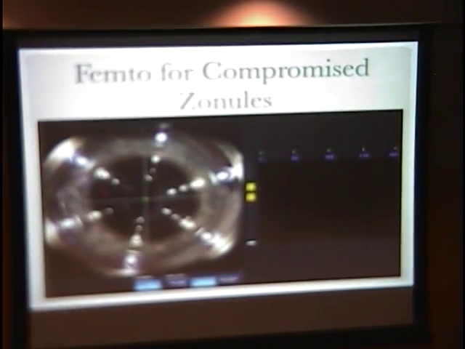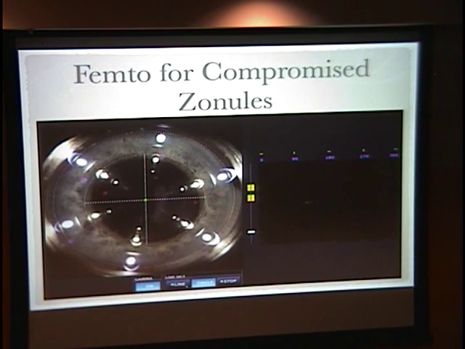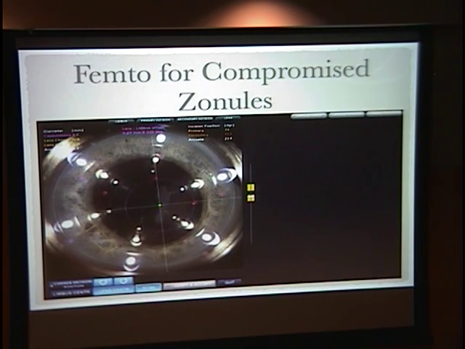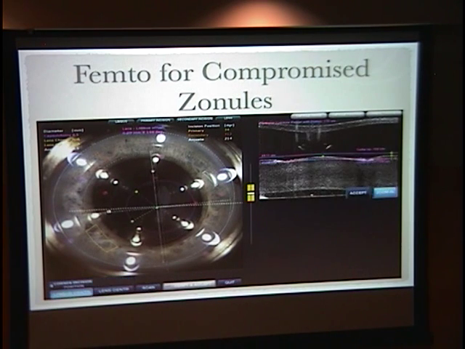But now, this is what I want to talk about. I want to show a couple of cases, because for me, the real value of the femtosecond is not going to be in refractive, because I'll let Randy and the cornea guys take care of those. It's going to be in the tough cases. It's going to be in pseudoexfoliation. It's going to be in loose zonules. And this is a case, let's get to the action.